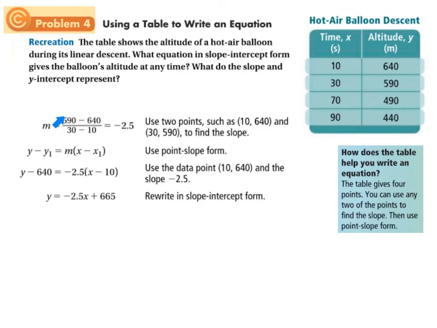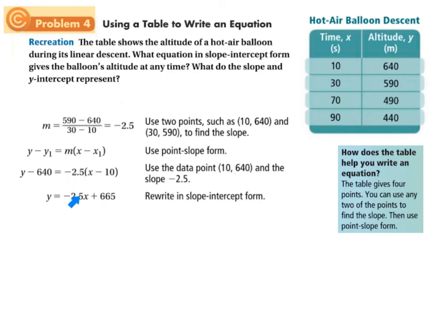So how do we do that? Okay, we use the slope formula to find that the slope is negative 2.5, meaning that the balloon is dropping. And now we use that slope and one of the points. They use this point, 10, 640. So they put that in for x minus x1 or x minus 10, and y minus y1 or y minus 640. So this becomes your equation, and now you convert it to slope-intercept form. How do they do that? They distribute this through.